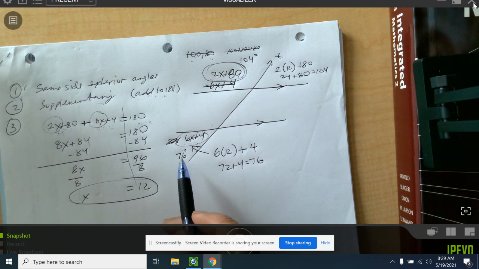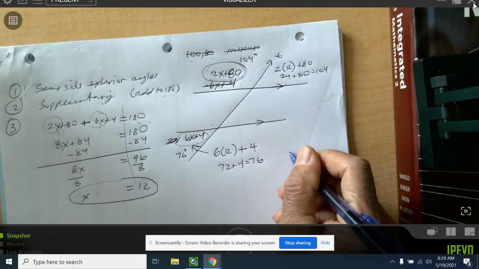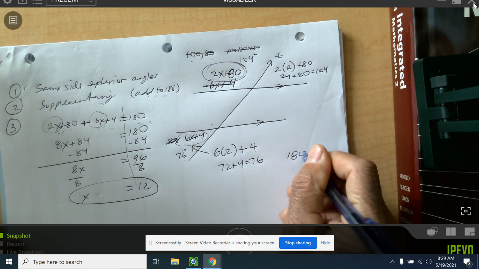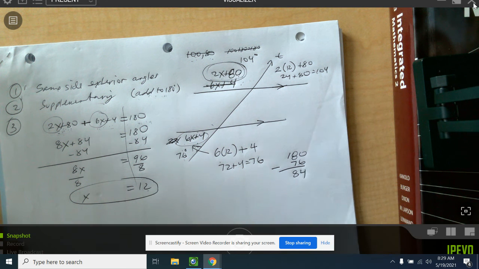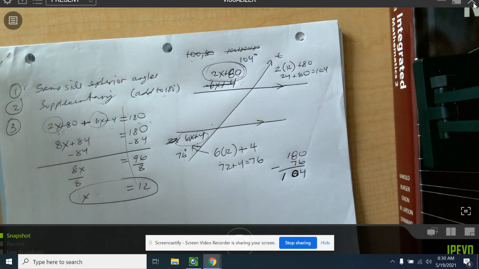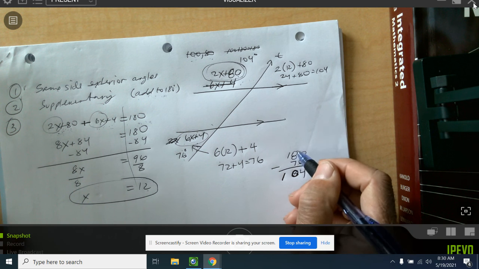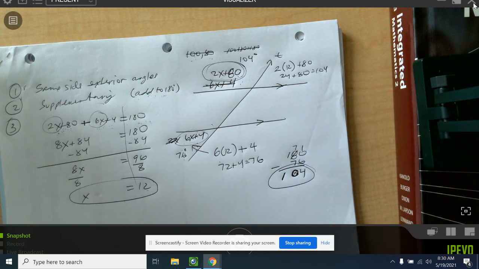Okay? If you're confident that you've done it right, the other way you could find this angle right here would just be to take 180, subtract 76, and you get 84. Oops, I'm sorry, 104. Yeah. Okay, so you get 104, right?